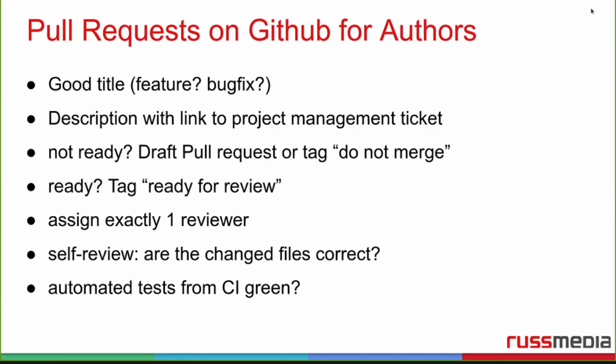And what we also have as a signal on GitHub are the automated tests from the continuous integration going green. So this is also very helpful for authors. If they didn't run the tests themselves locally, they can check with the green check mark on GitHub if everything passed correctly and there is no regression from the automated tests. So it's also good to rely on that.